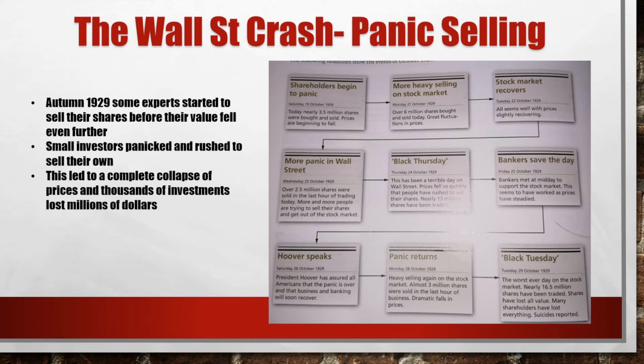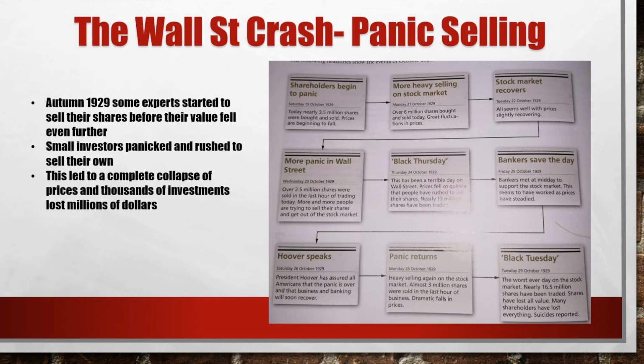Prices have fallen so quickly and people have rushed to sell their shares. 13 million shares have been traded. Gets a little bit better then on the 25th of October. Bankers meet at midday. They support the stock market and prices start to steady and things look okay. President Hoover then speaks and he assures all Americans that the panic is over, and that banking will recover and everything will be okay.